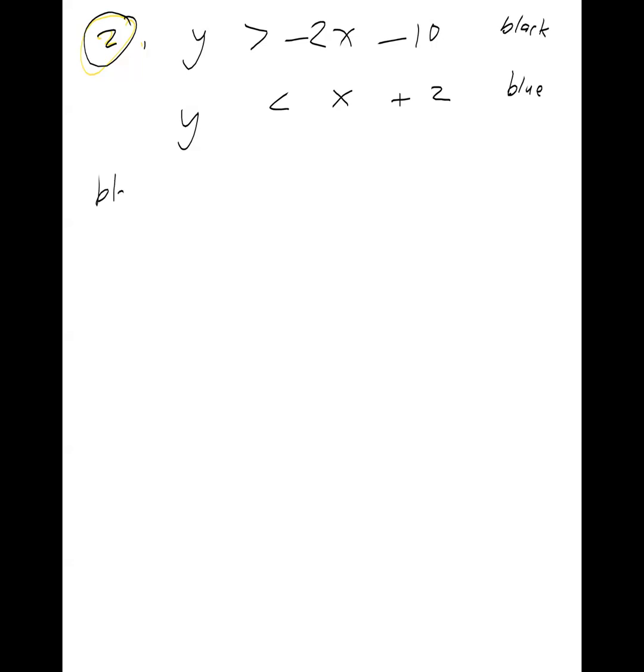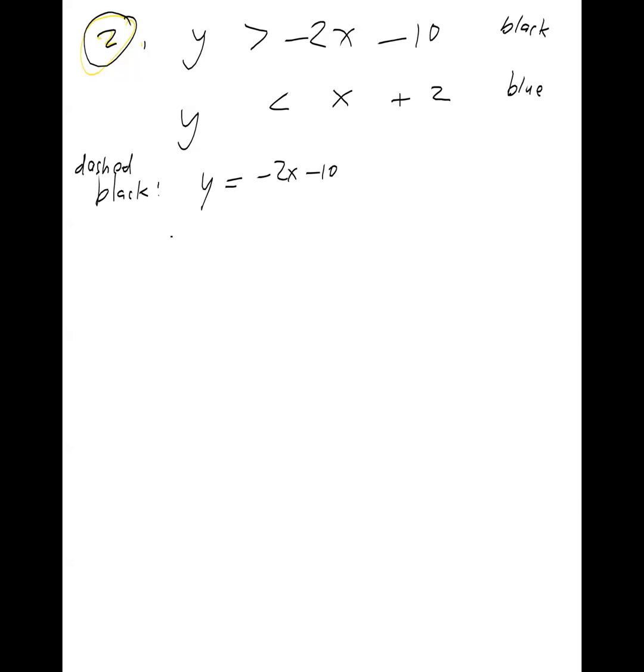Change that to an equation. It's going to be y equals negative 2x minus 10. And is it going to be solid or is it going to be a dashed black line? Dashed, exactly, because there's no equal sign underneath the inequality.